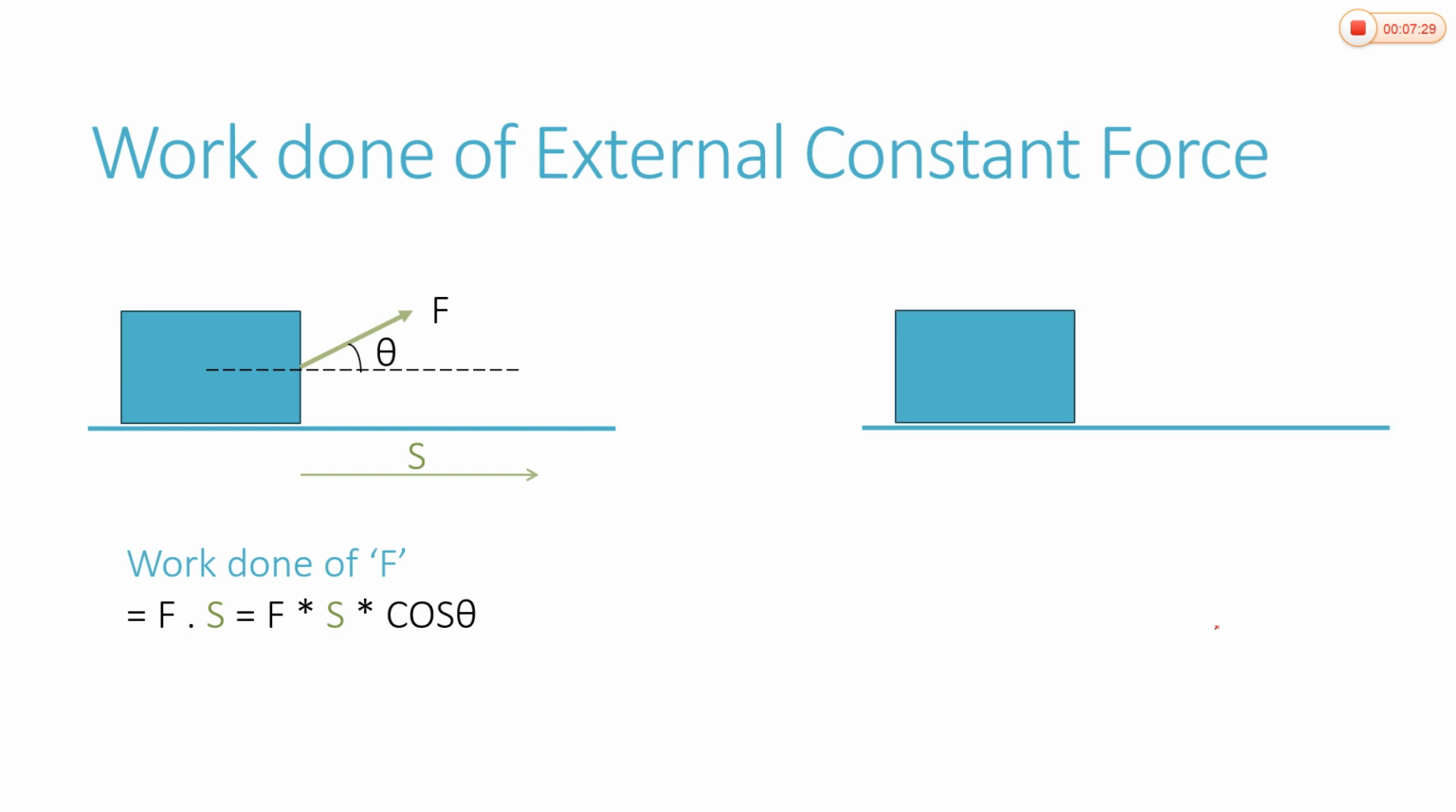But what if we apply the external force to this object in the direction of displacement? Means see here, the force is acting horizontal, and because of that displacement is also taken place in the horizontal direction. Here the angle between F and S becomes 0, and cosine of 0 gives us the maximum value of work done of this external constant force. So for this we calculate the work done as F dot S is equal to Fs only, because the angle between the displacement and force is 0, therefore cosine 0 becomes 1. So that's why work done is the direct multiplication of force and displacement. Is this clear?